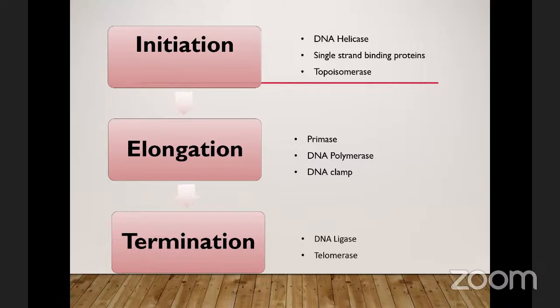So for initiation, we have DNA helicase, single-stranded binding proteins, topoisomerases, and in elongation, we have primase, DNA polymerase, DNA clamp, and then we have the termination stage, DNA ligase, and then telomerase. Next slide.